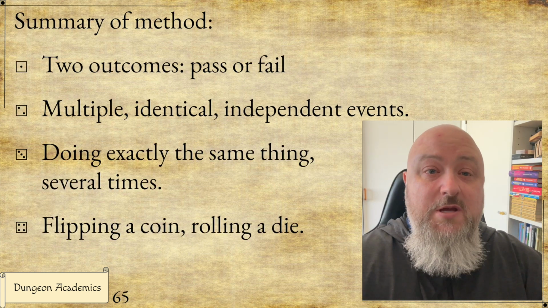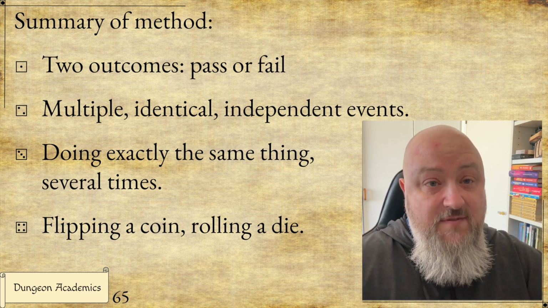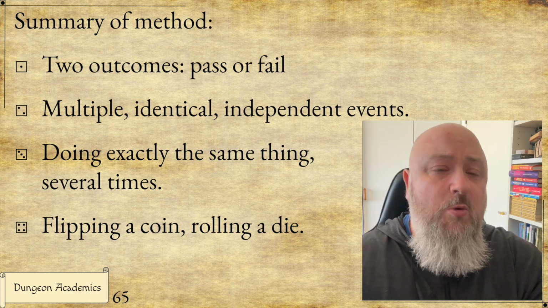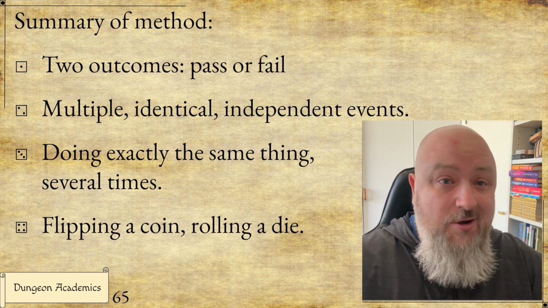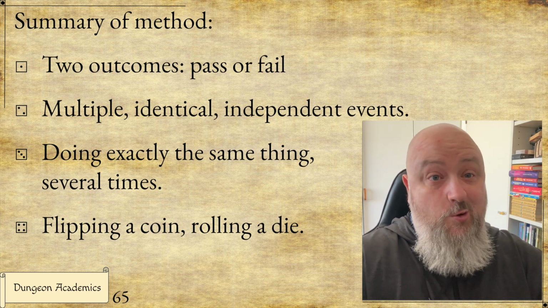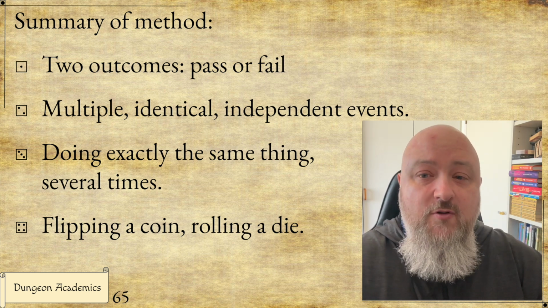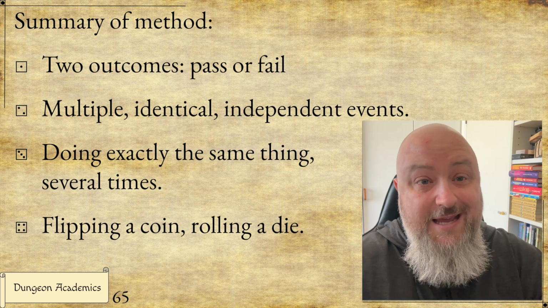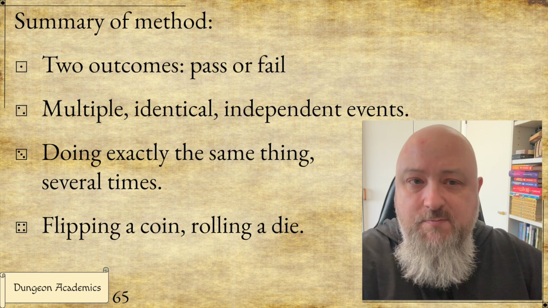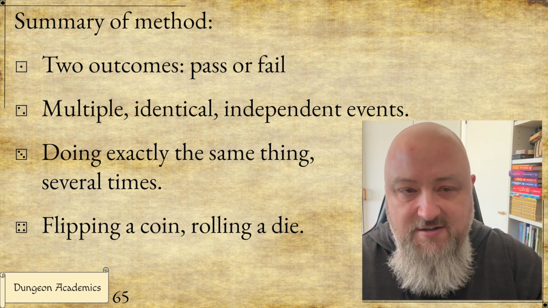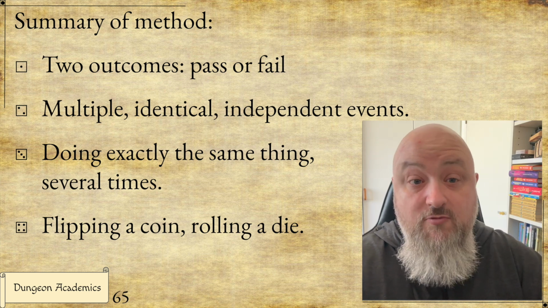So one more time, let's summarize when we can use this and how we use it. Firstly, we're looking for events where there are two outcomes which we can label pass or fail. They don't always have to be a good outcome and a bad outcome. It could be red or blue. We just consider one a pass and one a fail. We're looking for events where there are multiple independent events, where the same thing happens several times and the probability does not change between events. The typical examples for this are things like flipping a coin or rolling a die.